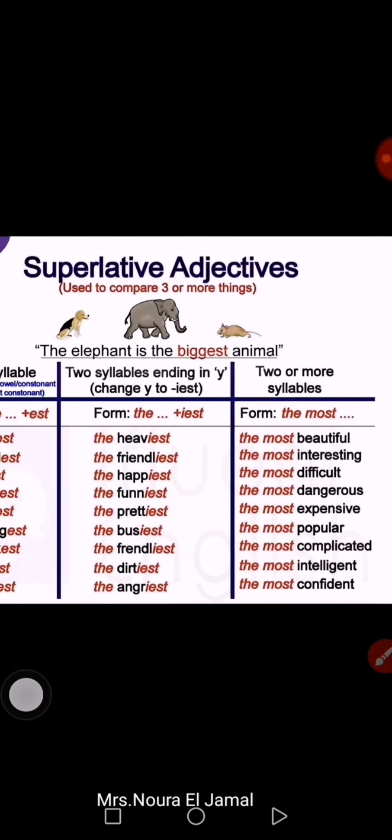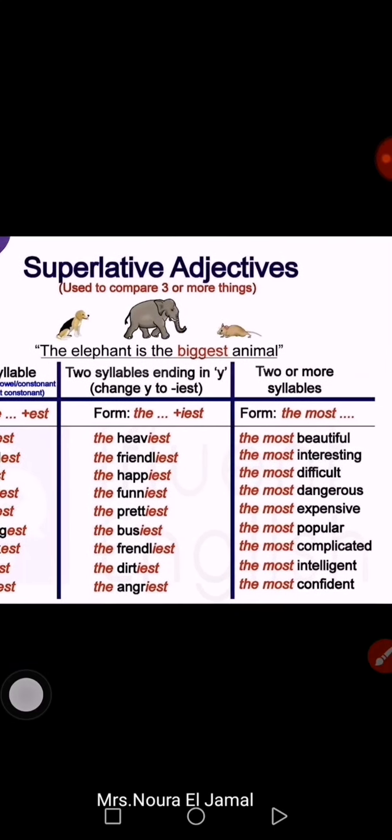Here, 2 or more syllables, the most plus the adjective. The most beautiful, the most interesting, the most difficult, the most dangerous, the most expensive, the most popular, the most complicated, the most intelligent, and the most confident.